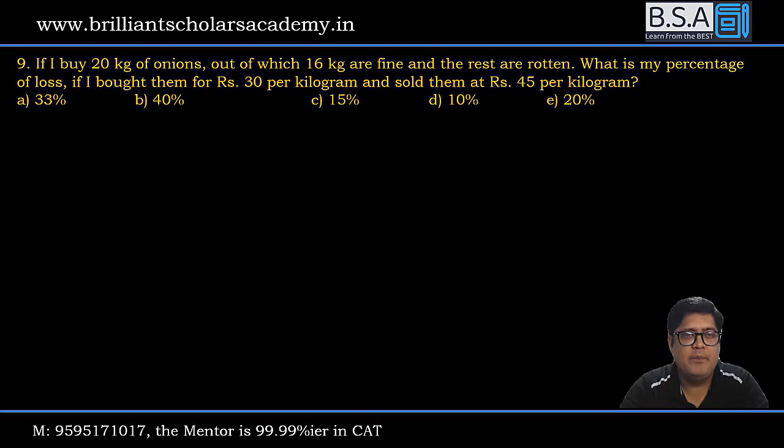If I buy 20 kilograms of onions, out of which 16 kilograms are fine, rest are rotten, what is my percentage of loss if I bought them for rupees 30 per kilogram and sold them for rupees 45 per kilogram? Give it a shot.